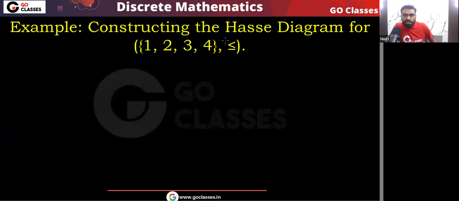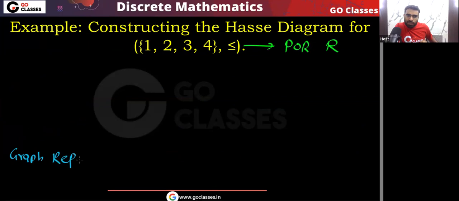Now we will construct the hash diagram for this partial order relation. We already know this less than equal to is a partial order relation on every set of numbers. And for partial order relation, we can create a hash diagram. First, I will create the normal graph representation of R.